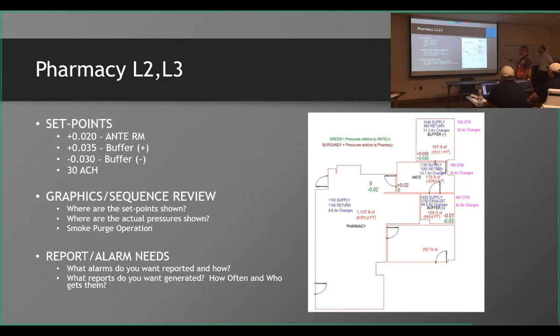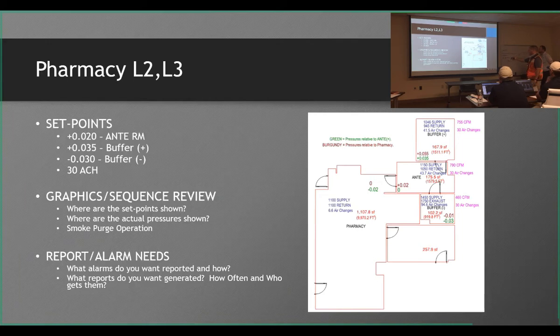Then, from the ante room into the positive buffer room should be an additional 0.035. So you'll see this 0.035 on the wall, right? But what that means is that it's 0.055 relative to the pharmacy. So from here to here is 0.055, but you'll see this 0.035 because we're adding them. You with me? Follow me?